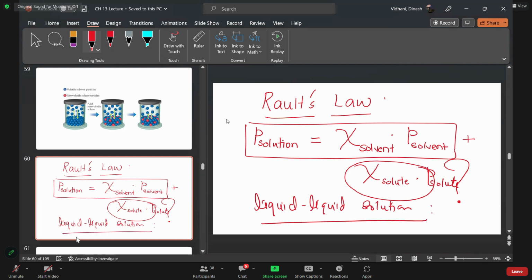But if you have a solid-liquid solution, just like you dissolve NaCl in water, sodium chloride does not have a vapor pressure because it is in a solid form. If you dissolve glucose in water, you do not have the vapor pressure of glucose because glucose is solid. In that case, you do not use the next part of your equation, which is the mole fraction of solute and the partial pressure of the pure solute. You only use the first part of it. Make sense?